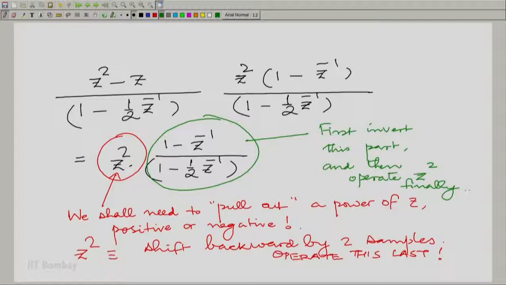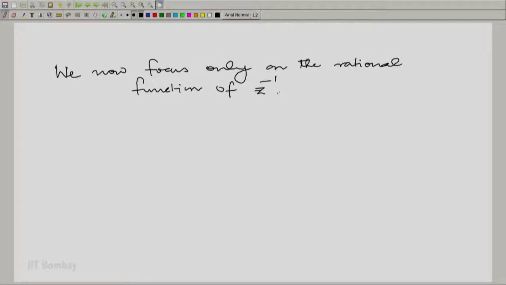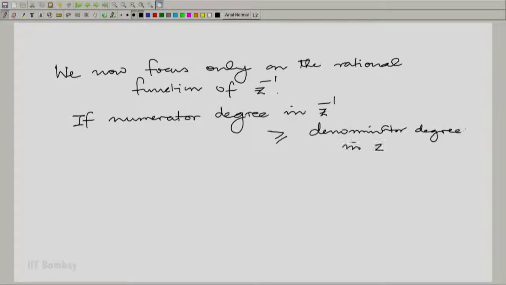So, let us assume without any loss of generality that we indeed have a rational function of z inverse now. The first step is to check the numerator degree and denominator degree. If the numerator degree is greater than or equal to the denominator degree, in z inverse of course, we first carry out a long division.